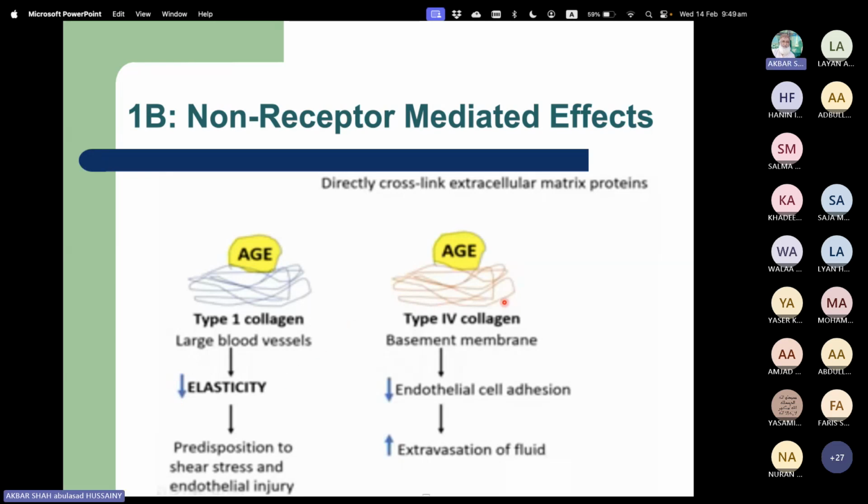But if it combines with the type 4 collagen, which is present in the basement membrane, as in kidney glomerular basement membrane, what will happen? The endothelial cell adhesion is decreased. The endothelial cell is sitting on the basement membrane, and that basement membrane glue becomes loose because of this, and then the decrease in adhesion will make more fluid pass through that basement membrane. So the fluid loss is increased because of this reaction with the AGE.